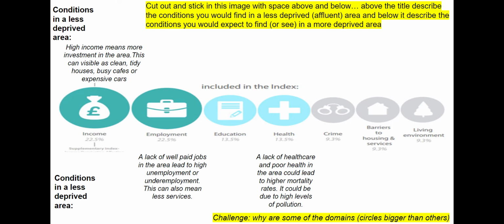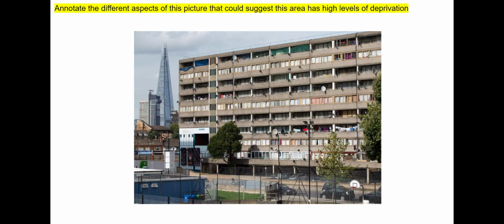So now what you need to do is pause this video and see if you can jot down for each of these different domains what an area with high deprivation or an area with low deprivation would look like and why. Okay, right. Just to sort of check that and sort of see what that means.